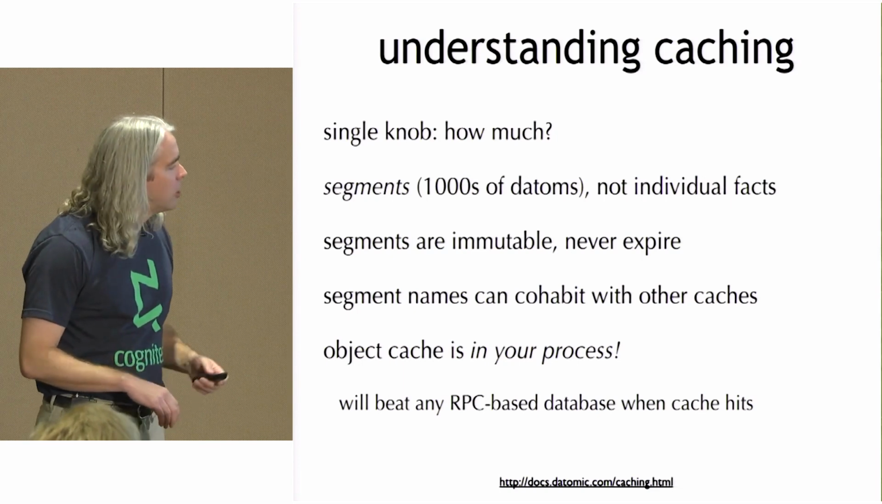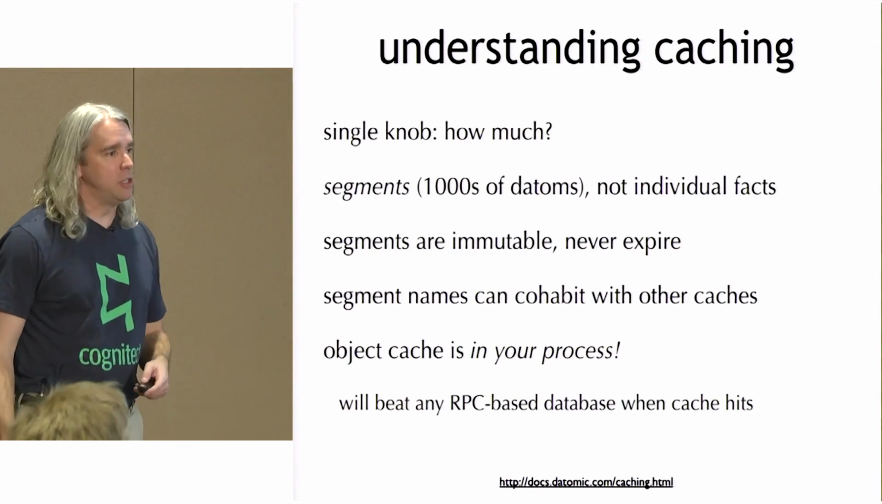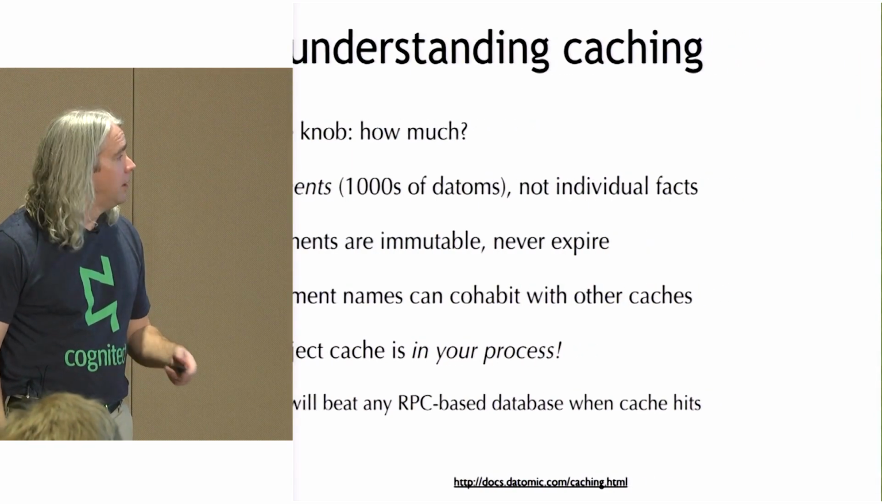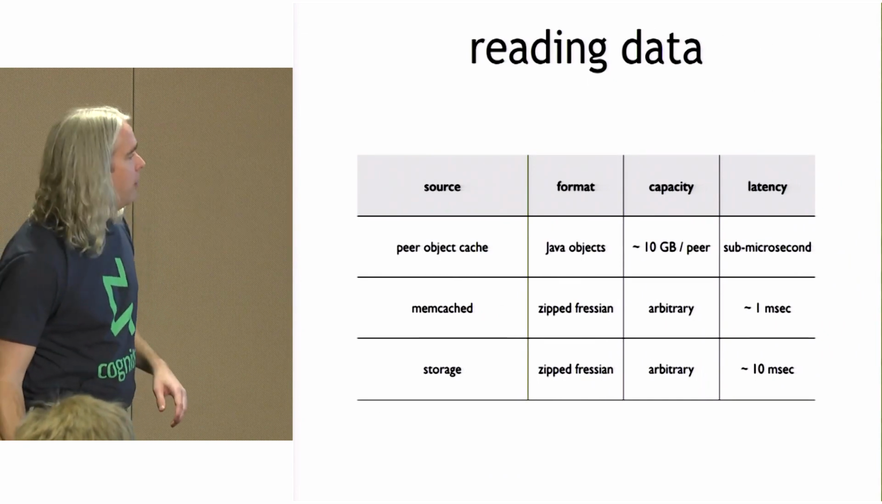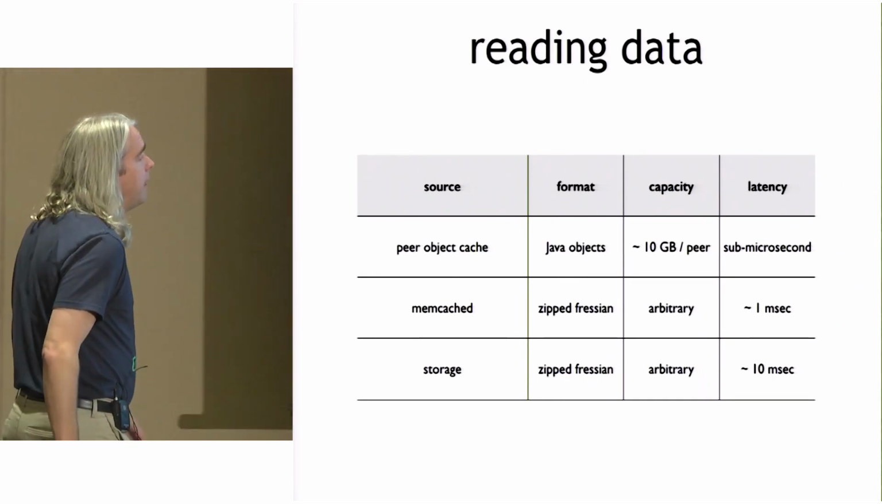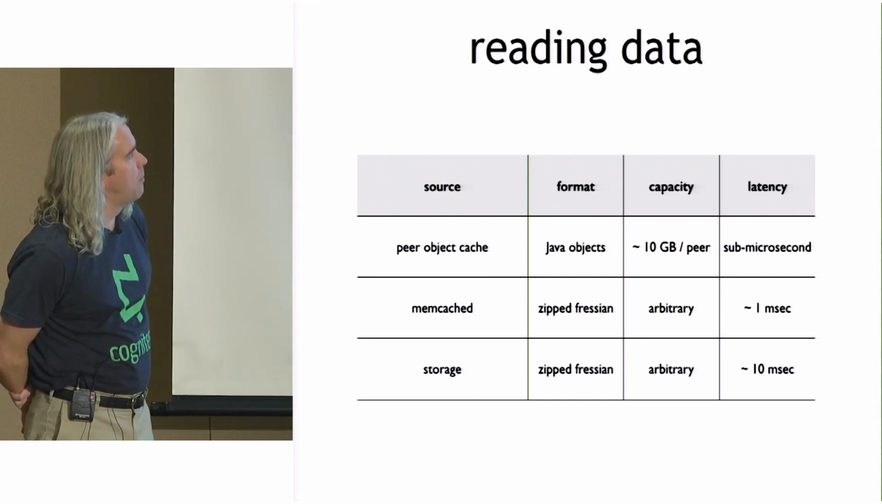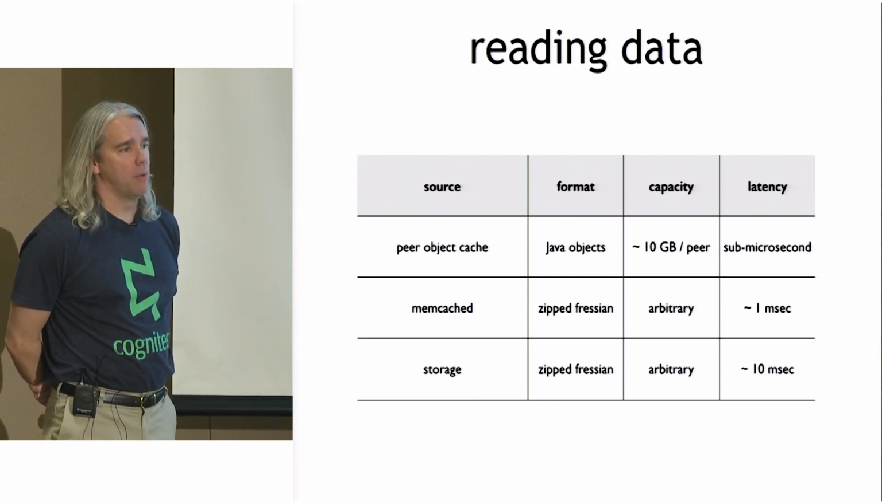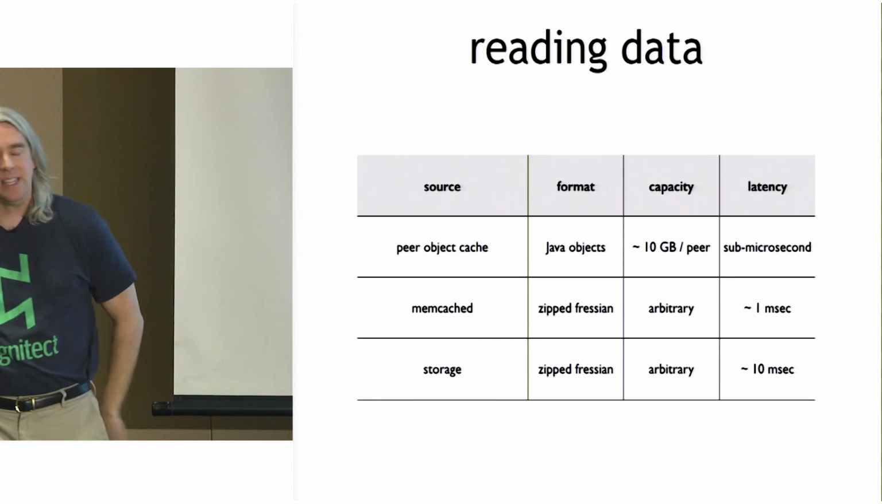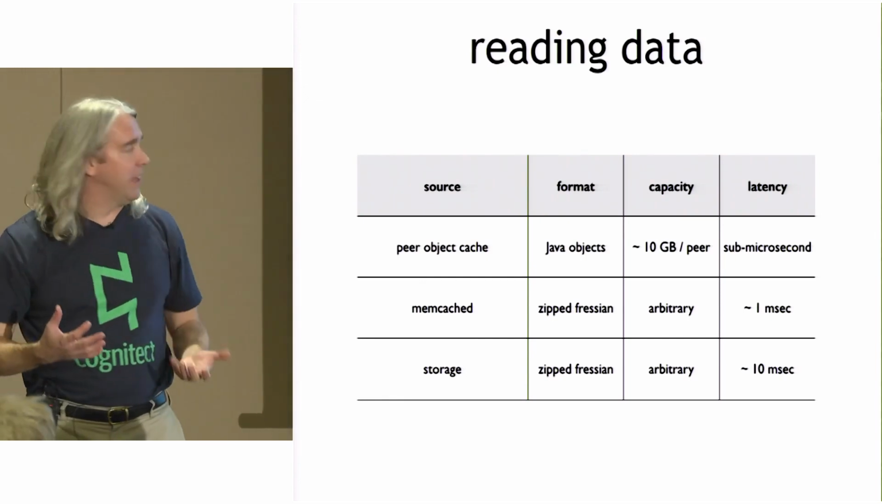So then you need to think a little bit about orders of magnitude and how long it takes to do things. And if you haven't thought about this before, it might not be obvious. So let's walk through it. That cache that runs inside of your peer library is formatted as Java objects, right? Because they're ready for immediate consumption. It's the actual datums. It's the actual things.